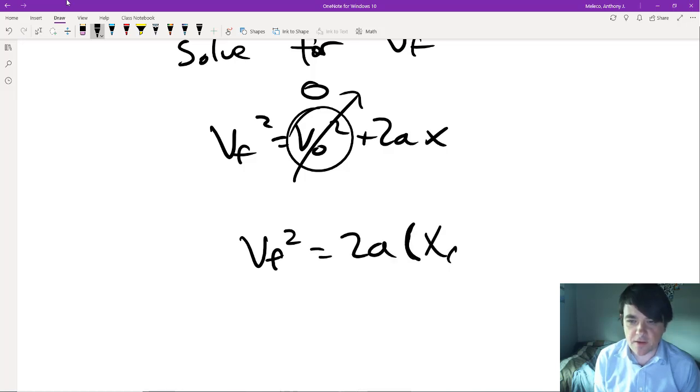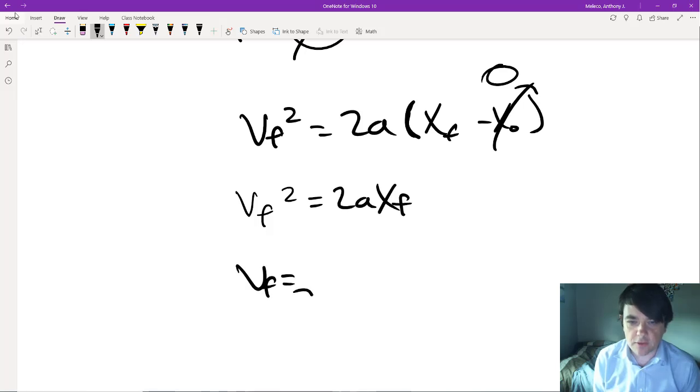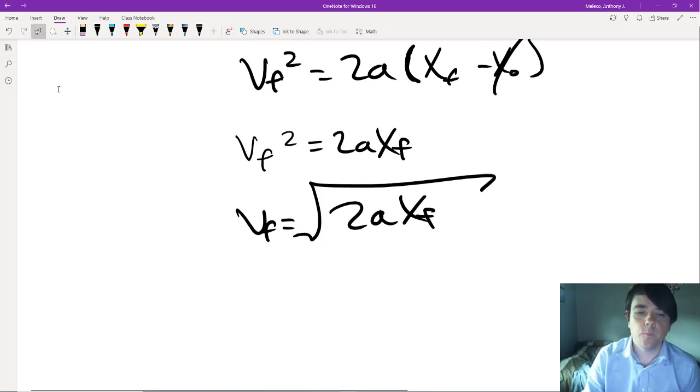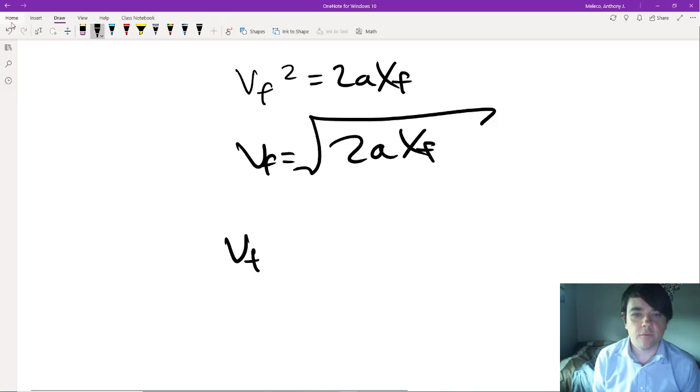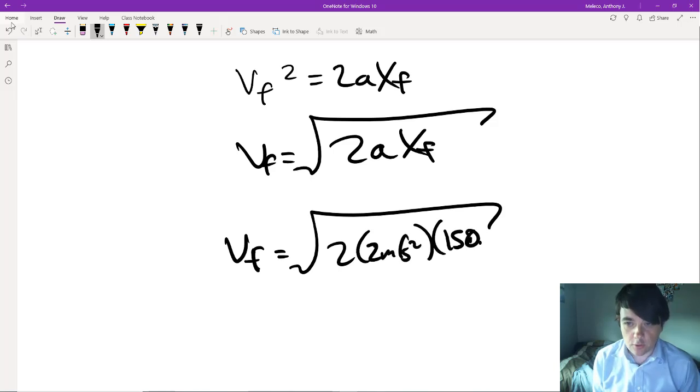We need to expand this out into x final minus x initial, because remember this is a delta implied. X initial is 0 though. And so v final squared equals 2a x final. So v final equals the square root of 2a x final. So now we can plug in our values. 2 meters per second squared times our x final, which was 150.